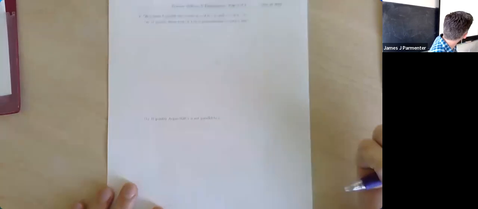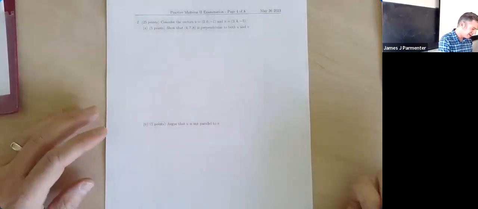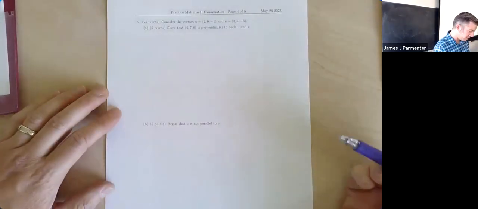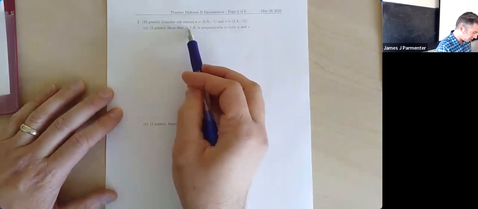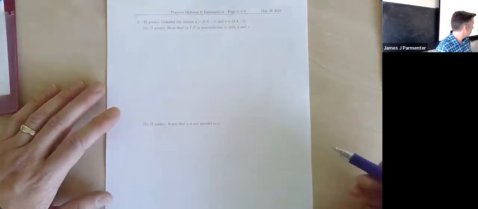All right, so let's look at the next one here. Moving on to a new question. Consider the vectors u and v. Show that this vector 4, 7, 8 is perpendicular to both.